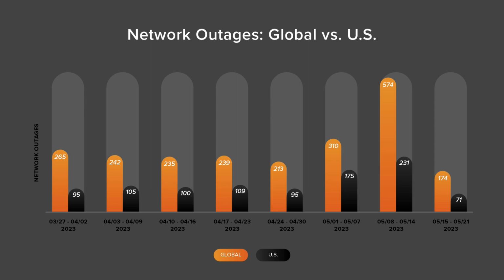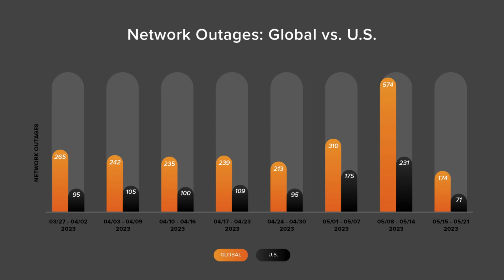Now, another interesting trend we saw in the past few weeks is that the US-centric outages accounted for 40% of all outages observed. Now this is a smaller percentage than observed between April 24th and May 7th, where they accounted for 52% of observed outages. But this continues the trend in which US-centric outages have accounted for 40% or more of all observed outages.